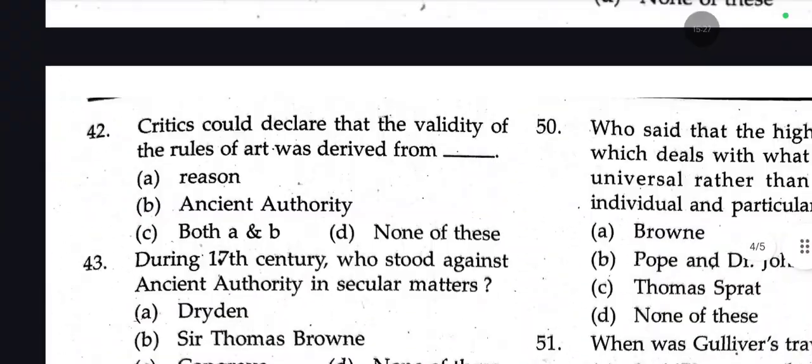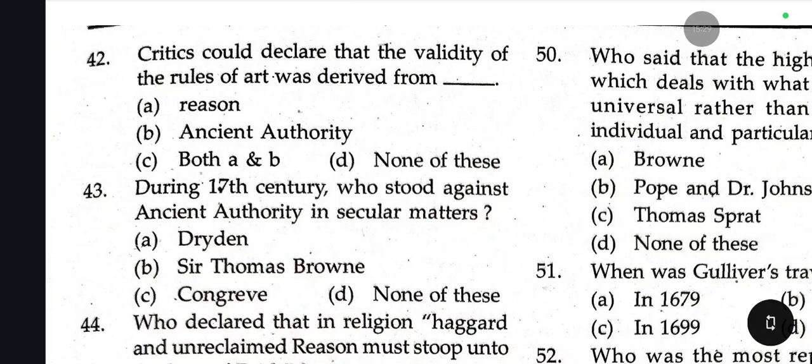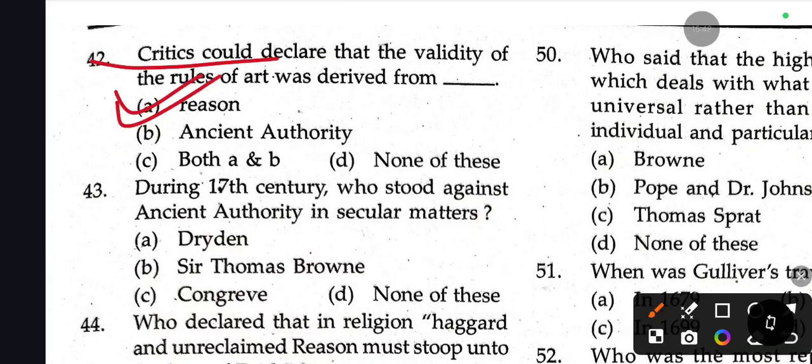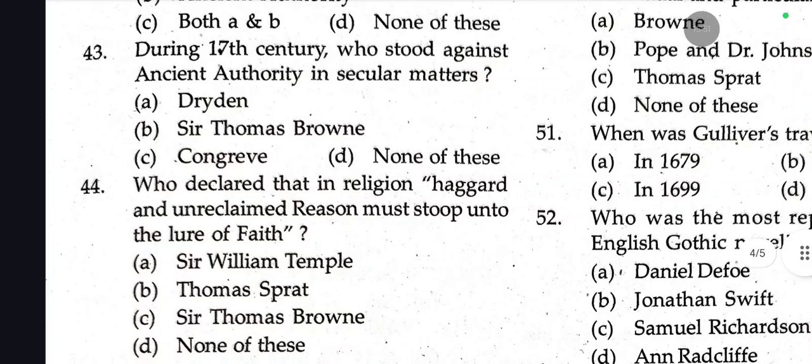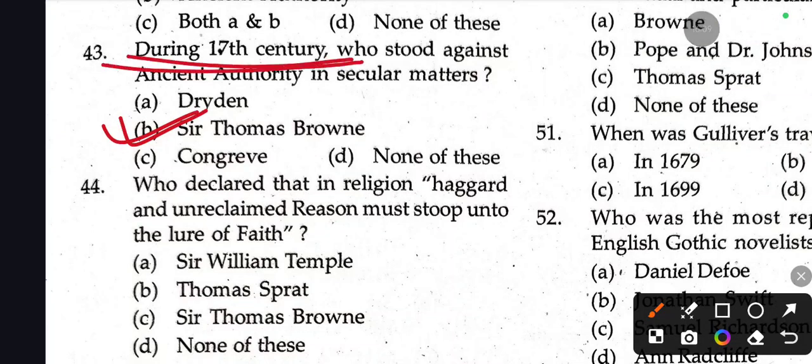Question number 42. Critics could declare that the validity of the rules of art was derived from dash. It was derived from reason. So the critics used to say this. Question number 43. During 17th century, who stood against the ancient authority in secular matters? Sir Thomas Browne stood against the ancient authority in 17th century.